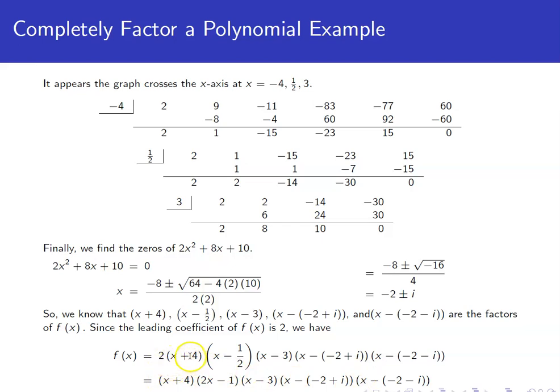So we'll get 2 times the x plus 4 times the x minus a half times the x minus 3 times x minus a negative 2 plus i and the x minus a negative 2 minus i. To clean things up, make it look a little bit nicer, I can take this 2 and multiply it by this factor and change it into a 2x minus 1.